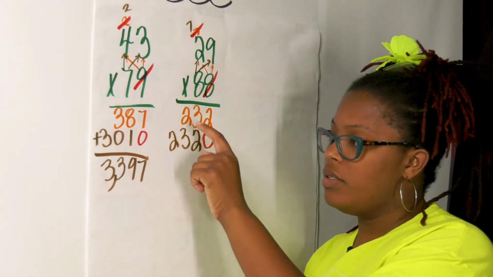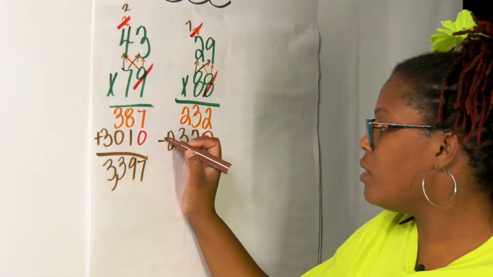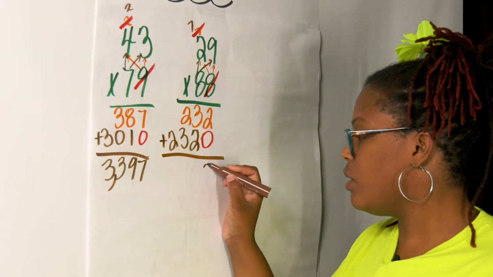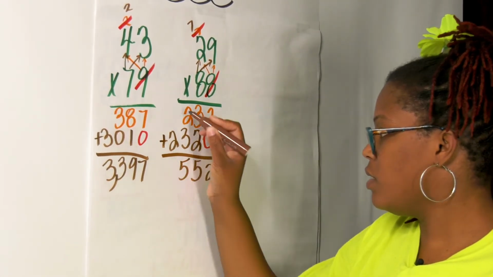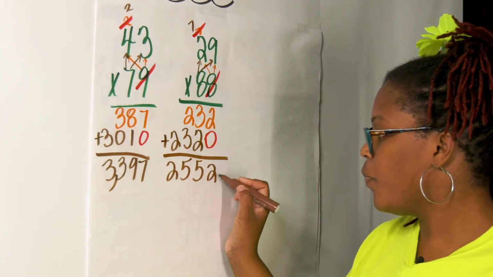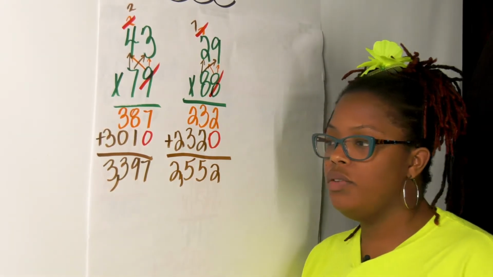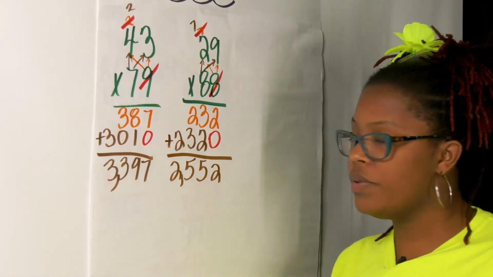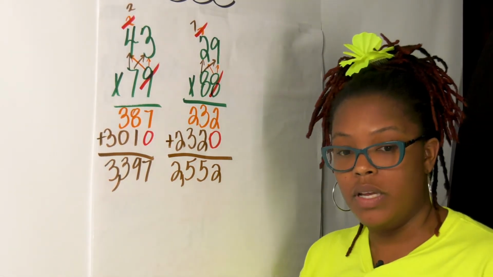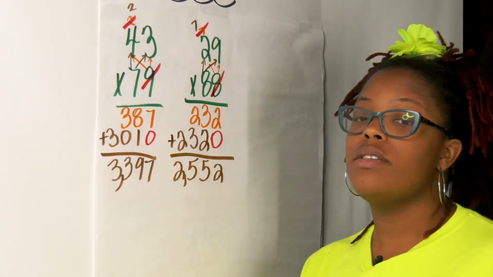Now I'm going to take these two numbers that we have and I'm going to add them together. 2 plus 0 is 2, 3 plus 2 is 5, 2 plus 3 is 5, and 0 plus 2 is 2. After 3 digits, you should have a comma. So that is 2,552. So that was our 2-digit by 2-digit.